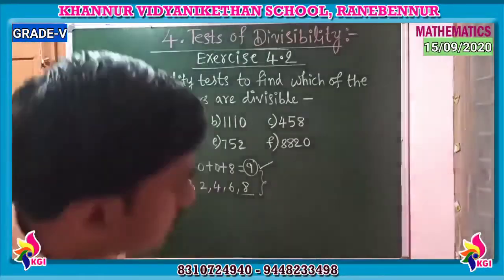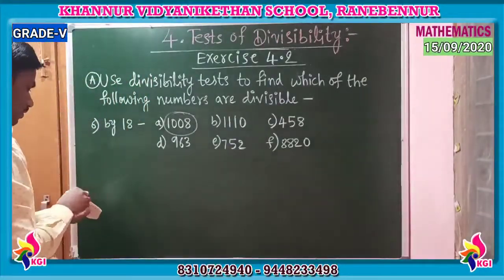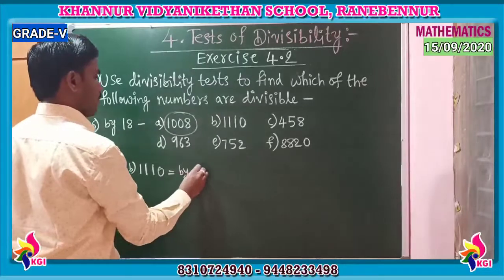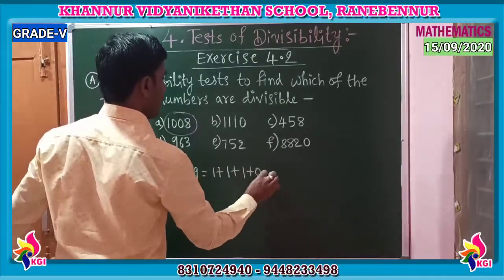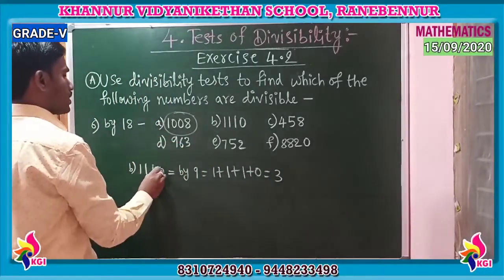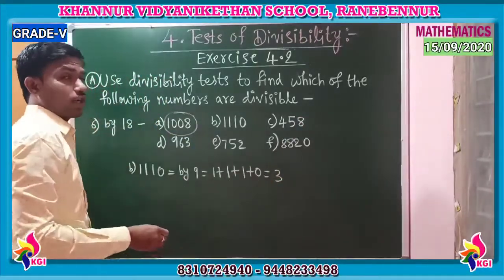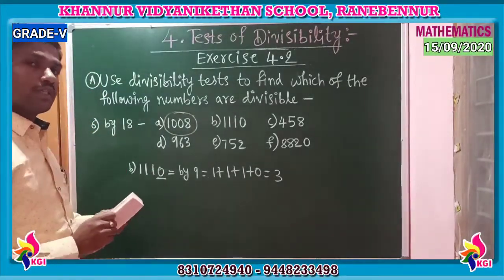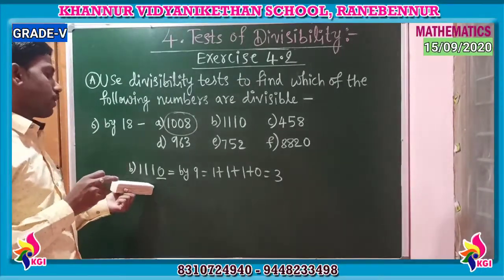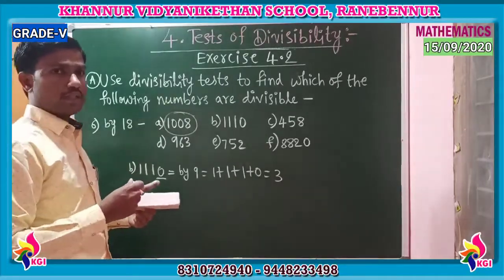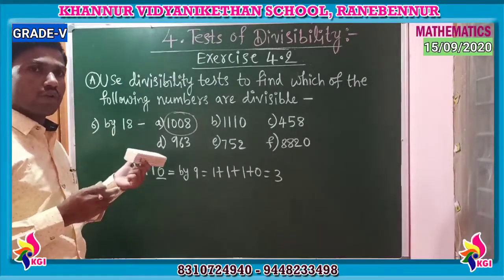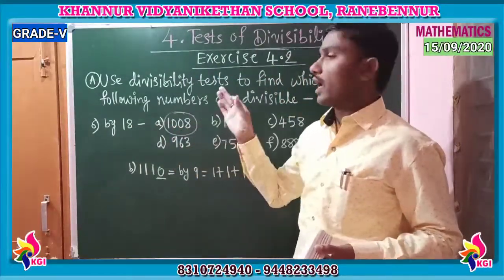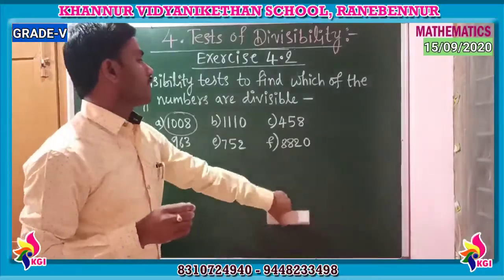Okay. The next one is the second question, B. We have to check 1110. First of all, by 9: the sum of its digits must be divisible by 9. 1 plus 1 plus 1 plus 0 is 3. 3 is not divisible by 9. The 0 in the last digit means it is divisible by 2 but not divisible by 9. But the divisibility by 18 rule says that if the given number is divisible by both 9 and 2, then it is divisible by 18. So this B question is not divisible by 18.